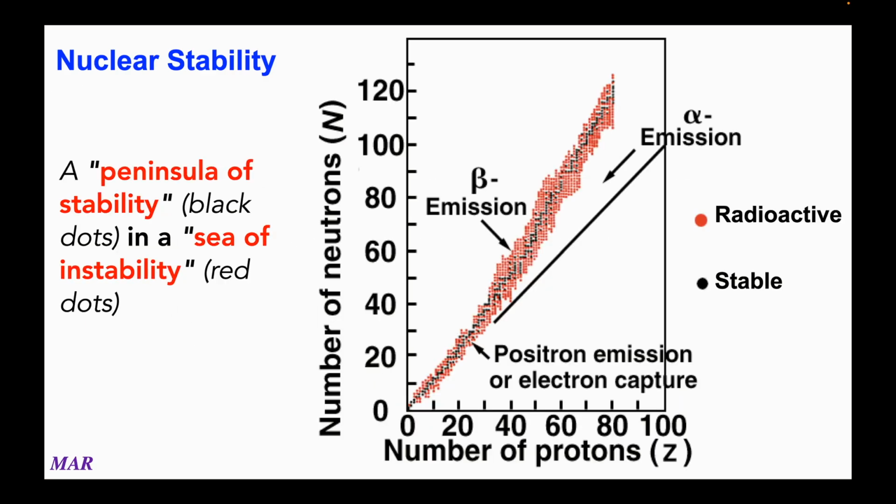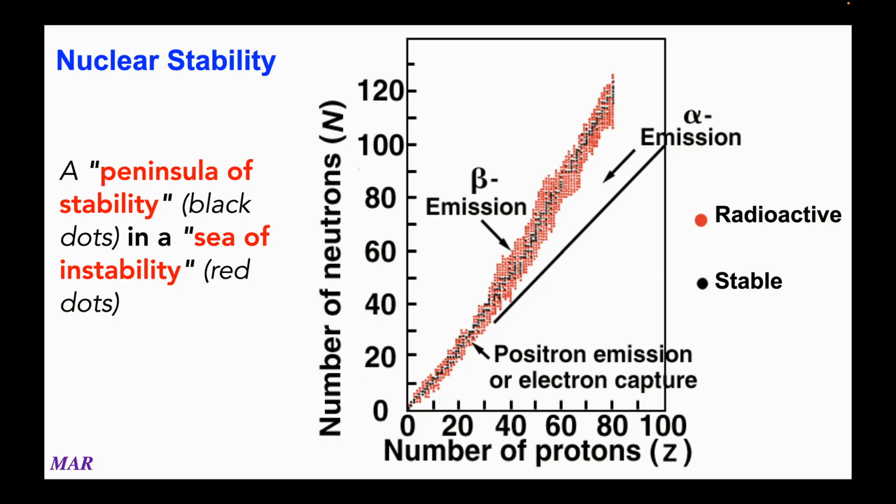Scientists have studied this behavior of stable and unstable nuclei. On the x-axis, you have the number of protons, or the atomic number Z. On the y-axis, you have the number of neutrons, N. All right? So protons plus neutrons would be the mass number. And if you look at this graph carefully, there are black dots in the middle and red dots on the outside.